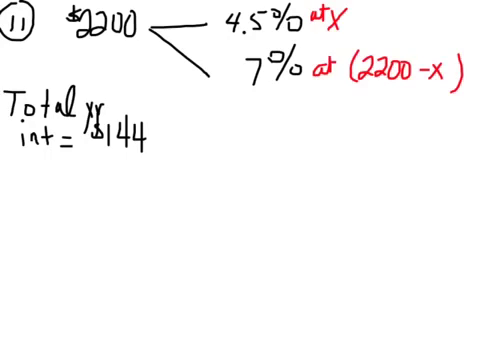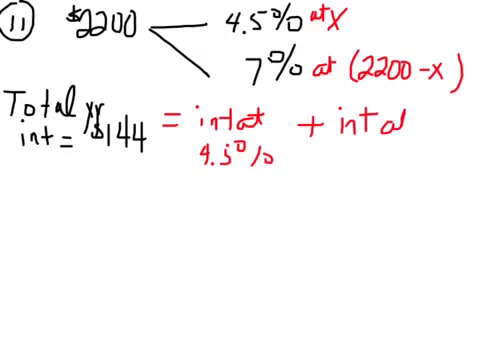So let's say you got the total interest, which is $144. You know that total interest is the interest at 4.5% plus the interest at 7%. Well, we can figure that out.